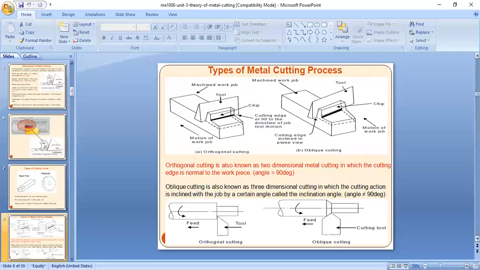Oblique cutting is also known as three-dimensional cutting. Yesterday we only discussed the two-dimensional, but oblique cutting is also known as three-dimensional cutting. Here the cutting action is inclined to the job by a certain angle, but the inclination angle should not be equal to 90 degrees. That is the difference between orthogonal cutting and oblique cutting. So next.